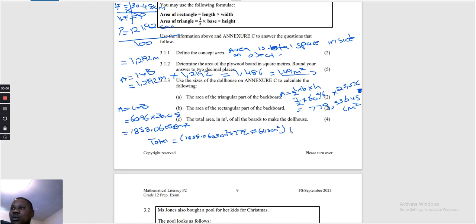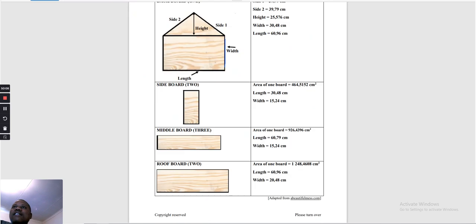Let's see what else they need. It has been specified here. They need 2 side boards, these 2. They need the middle board, they need 3. They need the roof board times 2. So we are given the areas of those, so we're just going to take this and multiply by 2, this area here multiply by 3, this area here multiply by 2. Okay, let me take the first one.